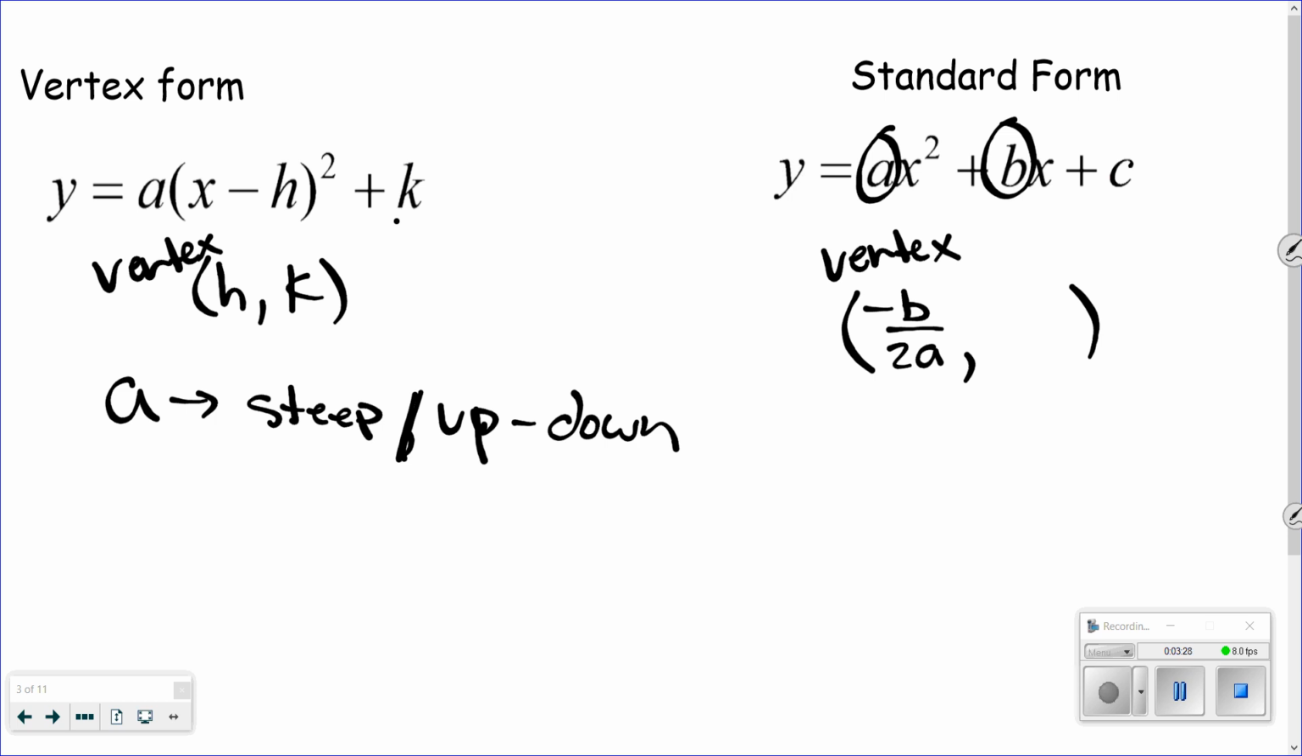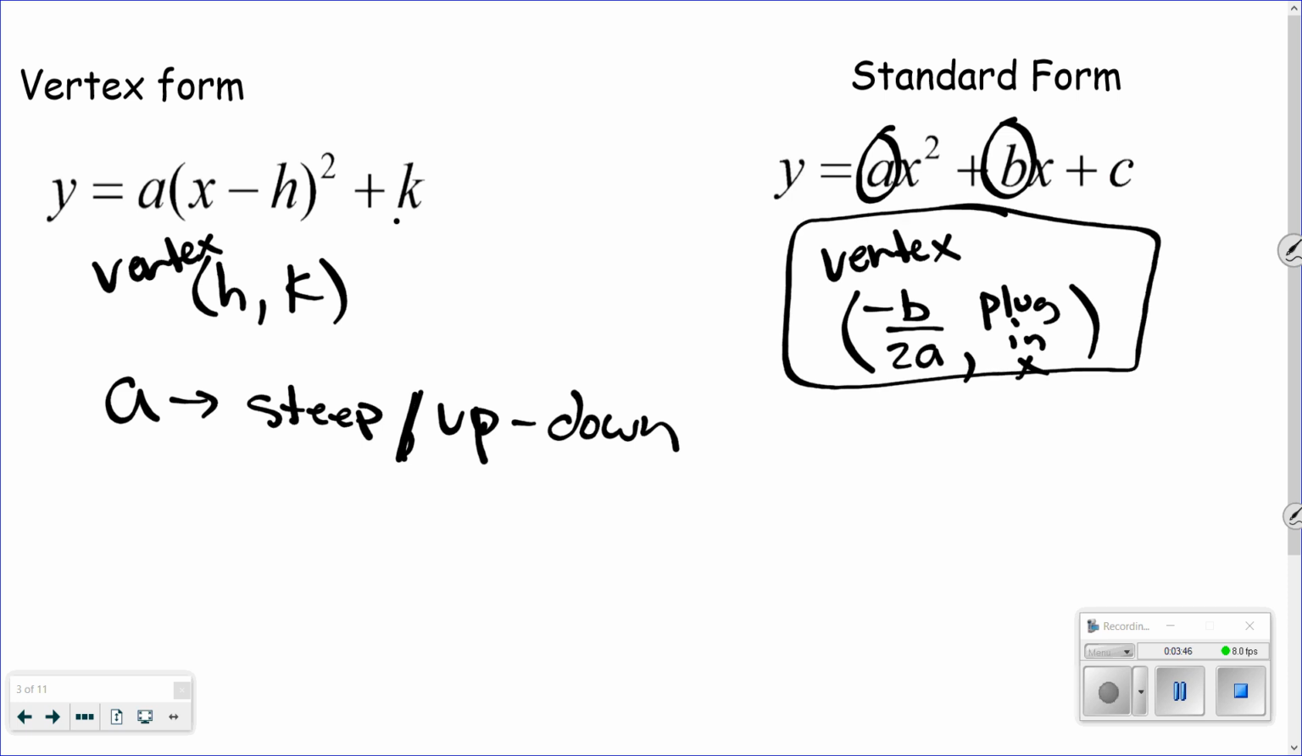And then to find the y-coordinate, we take what we got for x, and we plug it in. We plug in x, and that tells us what the y-coordinate is. Okay, so I'll show you what this looks like here in these next examples. So this is really important, guys. Make sure you have this formula. We're going to use it over and over again on these examples and also on your assignment. So make sure you have that written down.